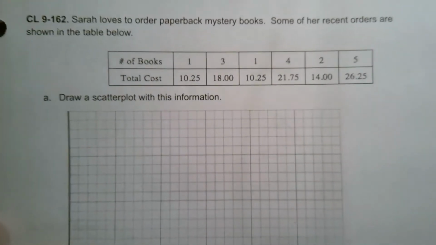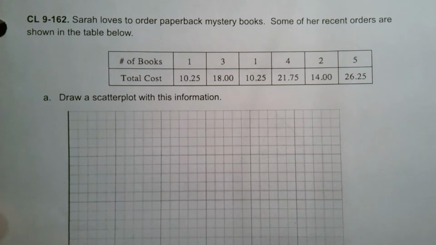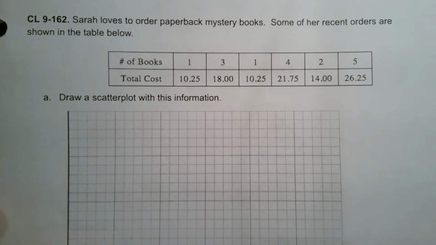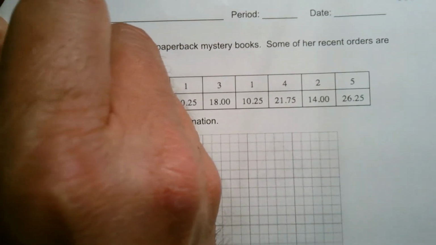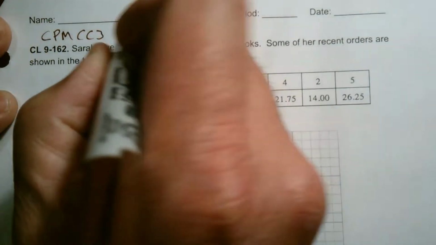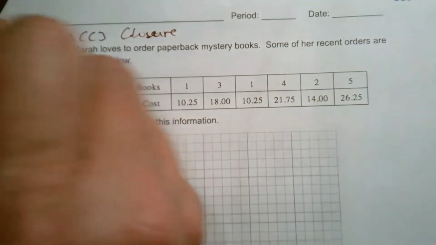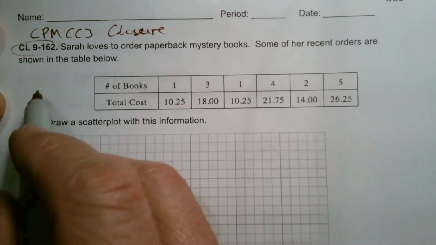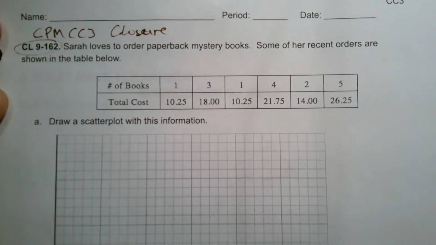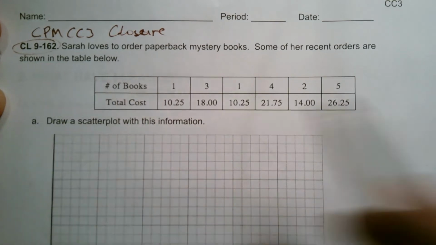We are looking at a problem that has us do some graphing of a scatter plot and then interpreting that scatter plot. So this is coming from CPM. This is course 3, and this is from chapter 9 closure, specifically 9-162. It says Sarah loves to order paperback mystery books. Some of her recent orders are shown in the table below.